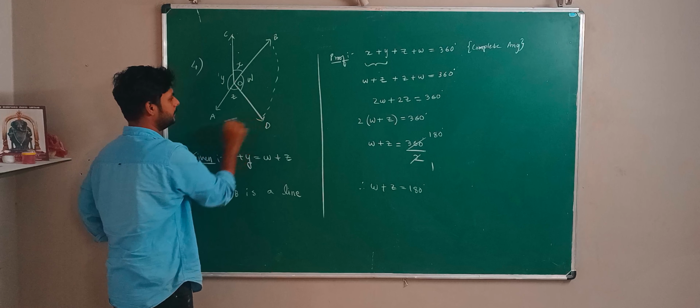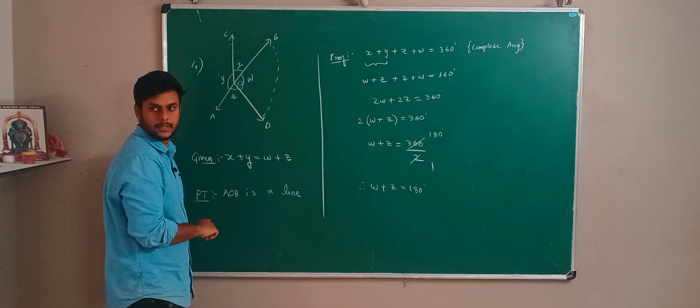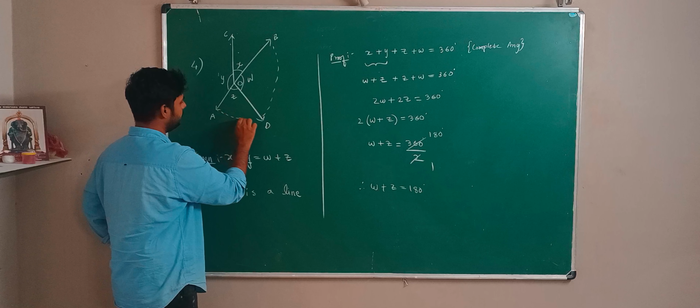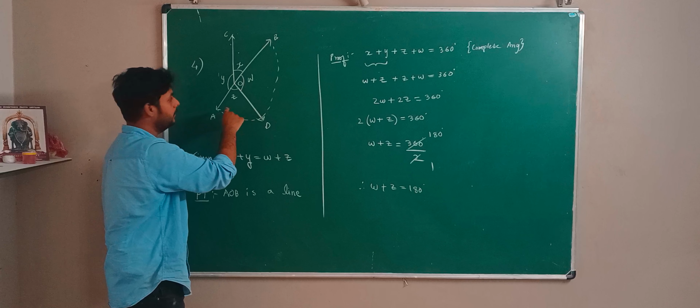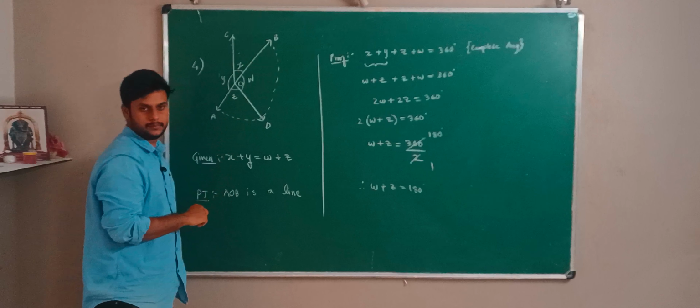That means see here, w means this angle. Understood? Z means this angle. So it became a semicircle. I got a semicircle. So what is AOB now?